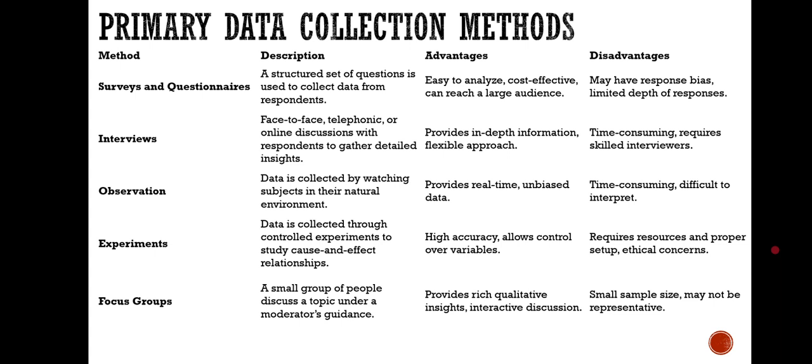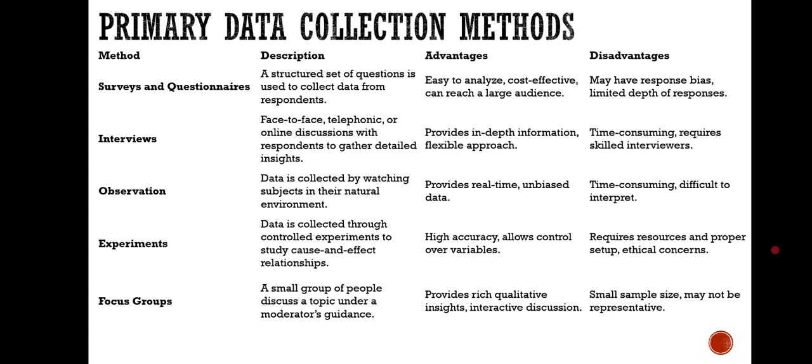Next we have experiments, which means the data is collected through controlled experiments to study cause and effect relationship. And these are the advantages of the experimental method: high accuracy, and it allows control over variables. It requires resources and proper setup, and has ethical concerns. These are the disadvantages of the experiment method.